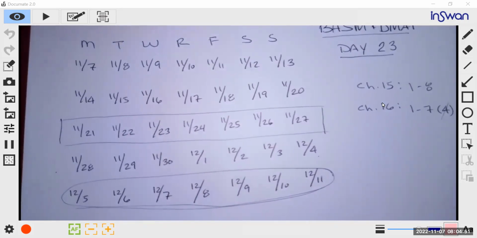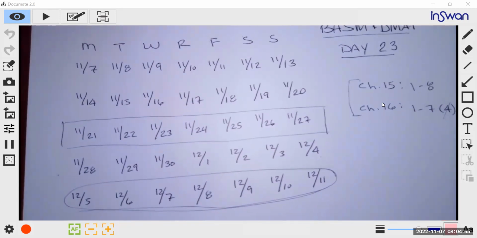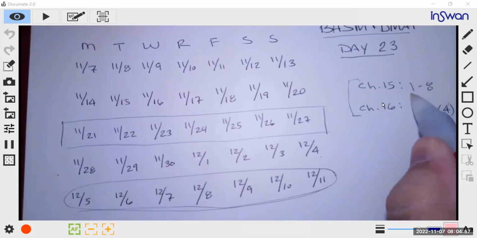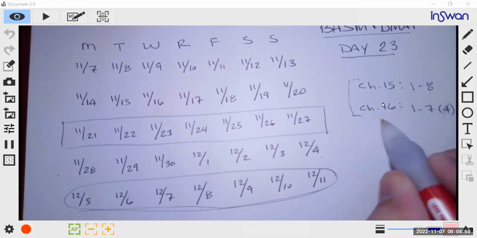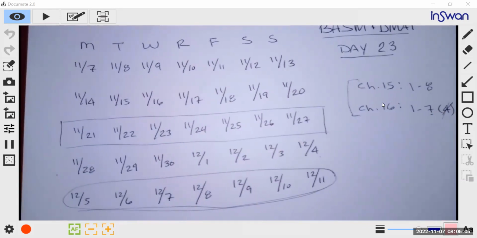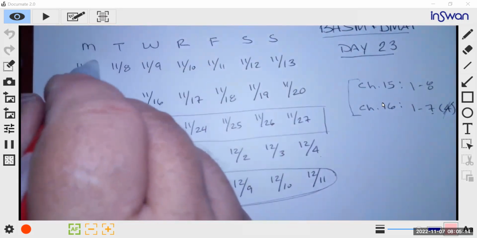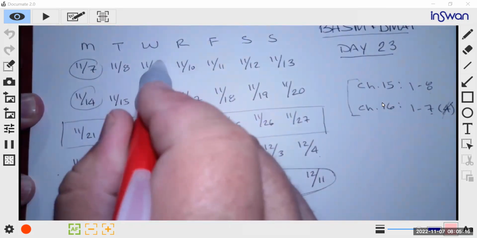As you can see what we have here, we have 2 more chapters to do. Chapter 15 has sections 1 through 8. Chapter 16 only has 7 sections, 1 through 7, but we skip section 4. So in essence, we only have 6 sections there. So we have 14 sections left.